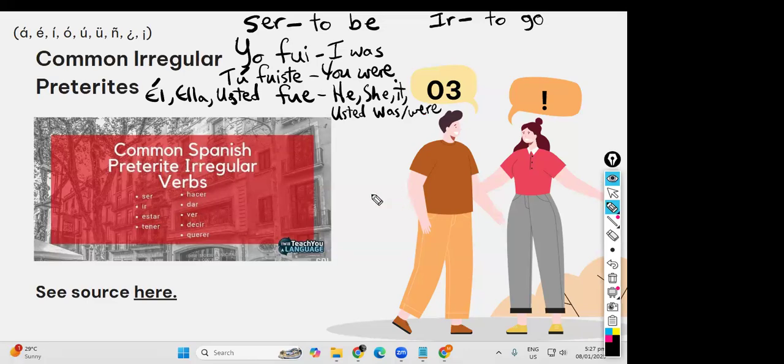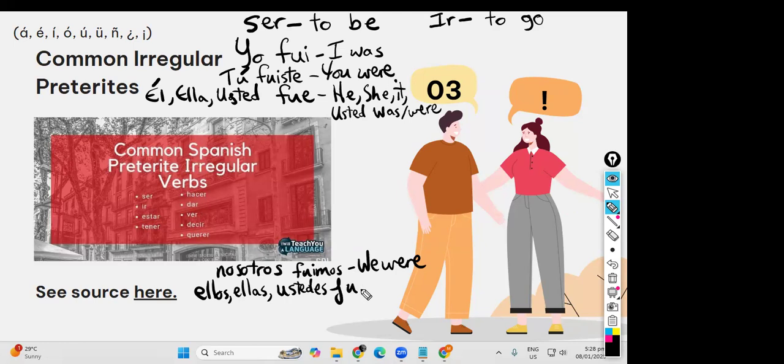All right, if I come down here now, I'll write nosotros fuimos, right? We were. I'll change the slide for the others. I'm realizing the layout of this is a little scattered, right? And then the last one, ellos, ellas, ustedes, fueron, right? And this is they or you, ustedes, you plural, right?